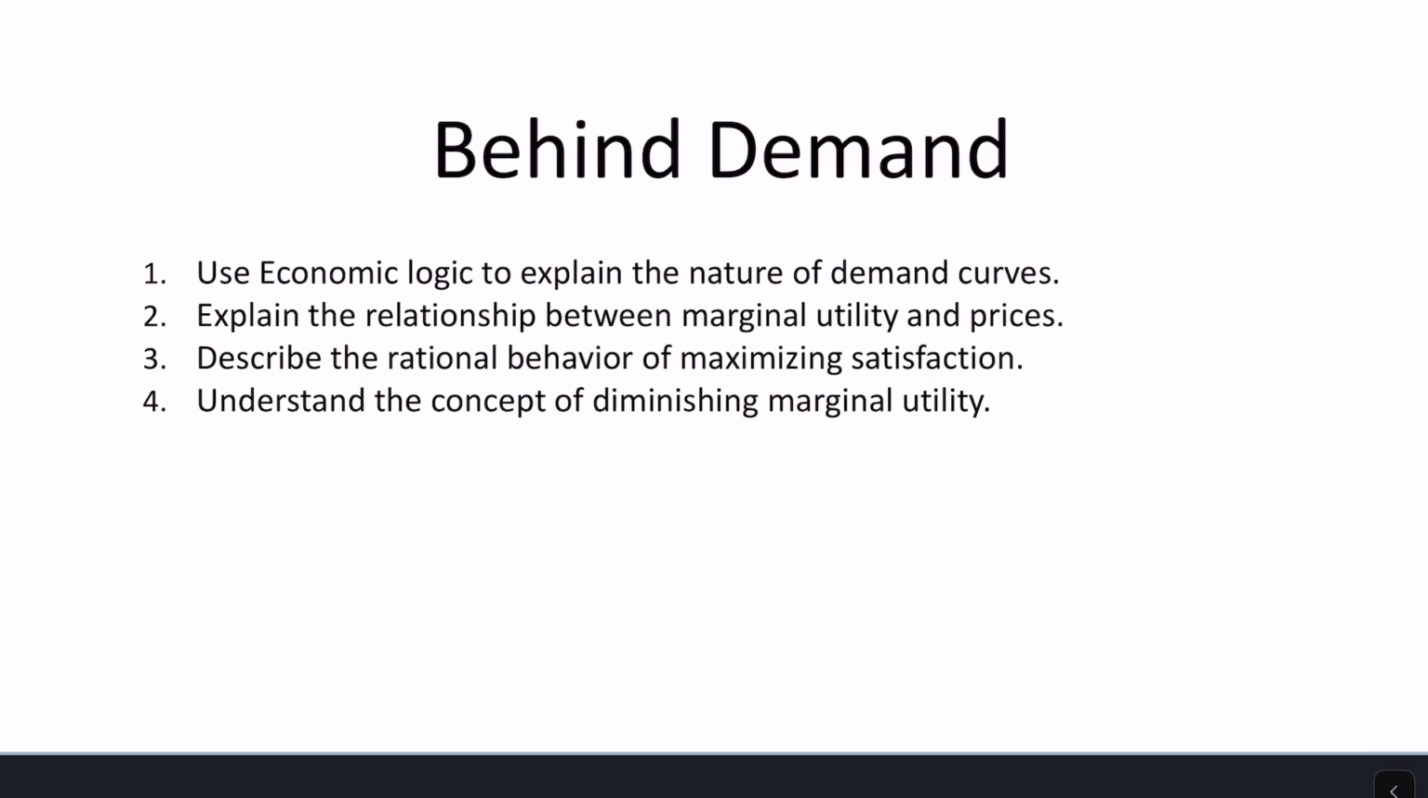In this module, we want to understand what's going on behind the demand curve and where it comes from. We want to first use economic logic to explain the nature of demand curves. Then we want to explain the relationship between marginal utility and prices. And third, describe the rational behavior of maximizing satisfaction. What are the goals that people have, and how do they reach them? To do this, we want to understand the concept of diminishing marginal utility.